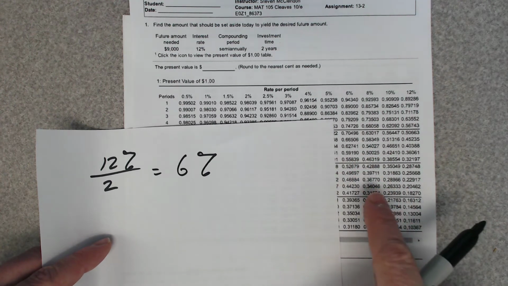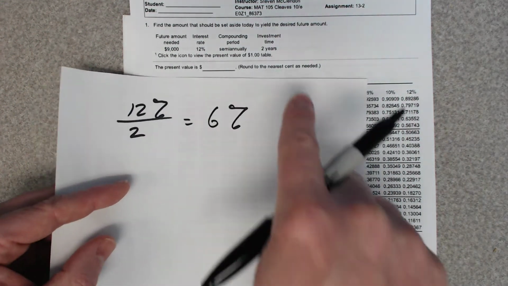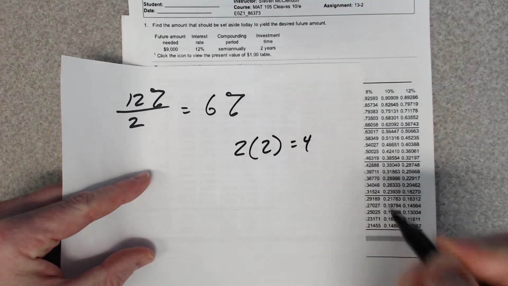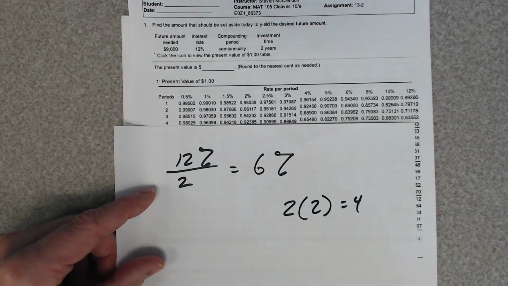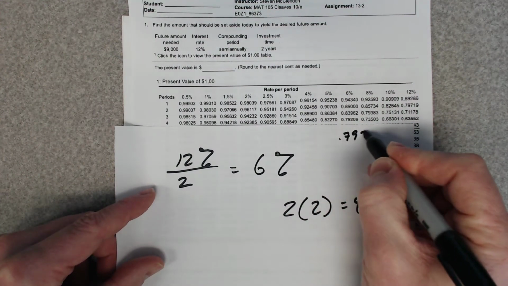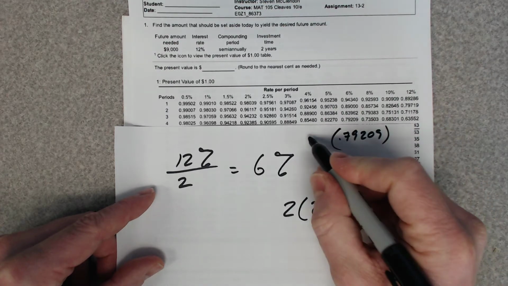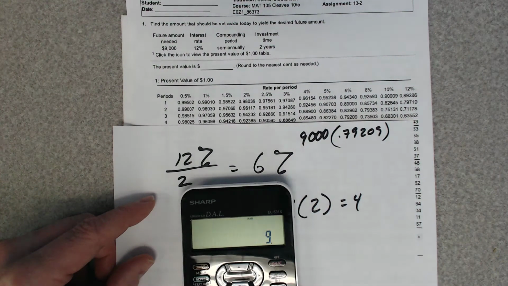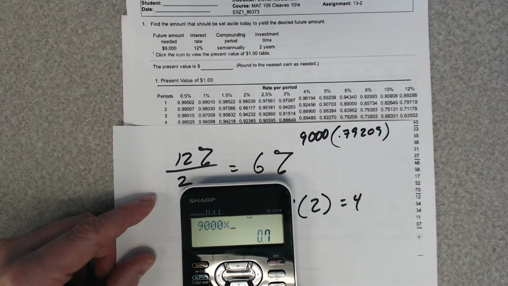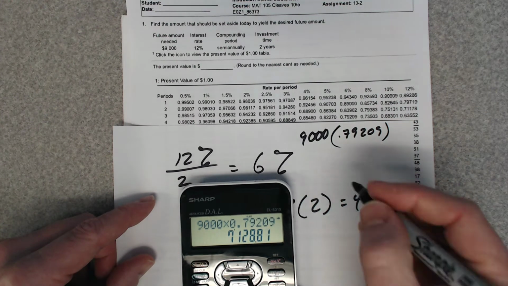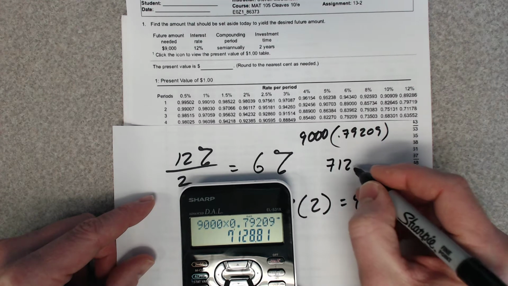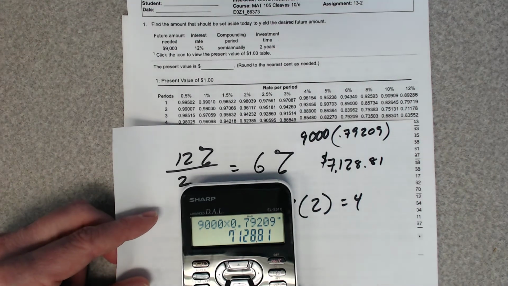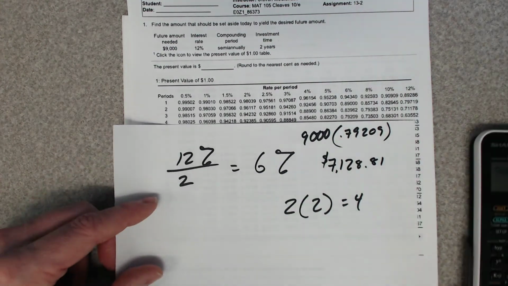Well, what row do I use? The row is the number of periods. So 2 years, semi-annually, 4 periods. So I'm going to look at 4 periods, 0.79209. That's the value I'm going to multiply by $9,000. When we multiply that out, 9,000 times 0.79209, we get $7,128.81. So that's how you use this table.